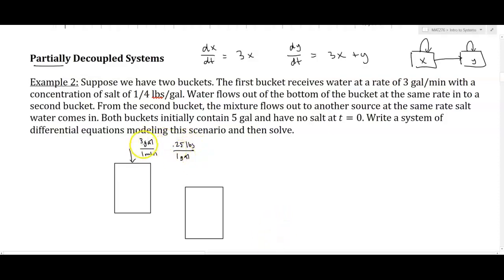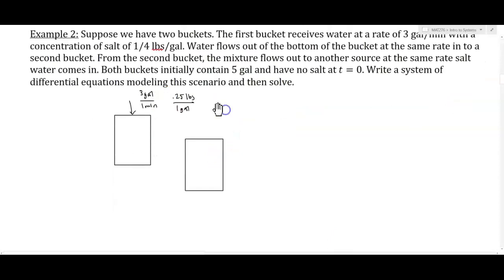So if you think about this, if 3 gallons come in every minute and you get 1/4 of a pound of salt for every gallon, in 1 minute you're going to get 3/4 pounds, and that comes out to 0.75, which is the same thing as multiplying these together. What we have going out of this bucket is water flows out of the bottom of the bucket at the same rate into the second bucket. And to make this drawing a little bit more conducive to reality, let's bump this down a little bit so it looks like we're using the effects of gravity.